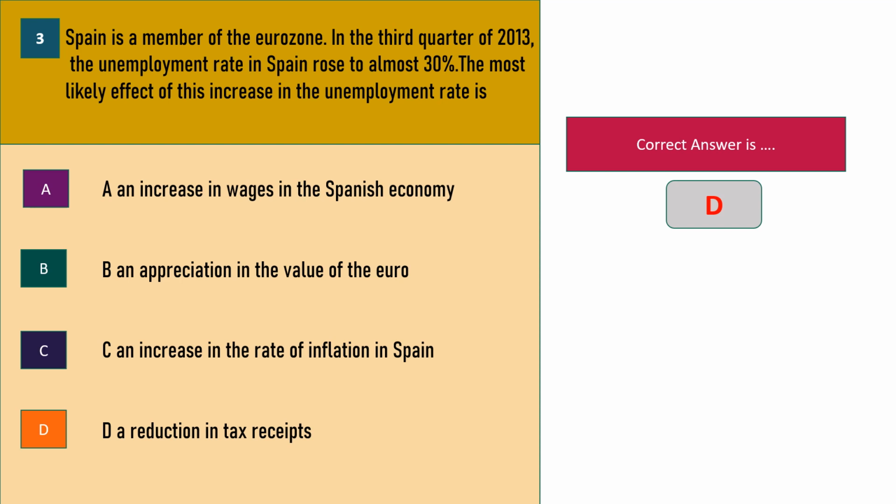So option D is correct. Why? Because when the unemployment rate is very high, people don't have enough income. So what will happen? They can't pay direct taxes. Income tax they do not need to pay because they don't have any income.